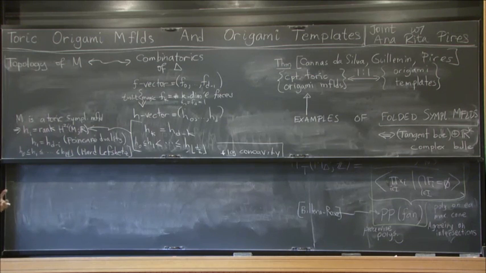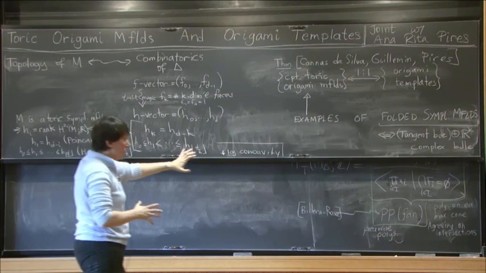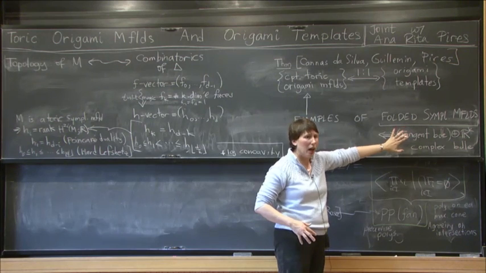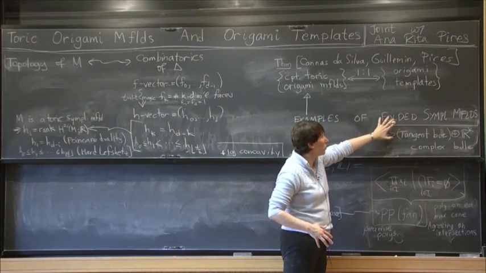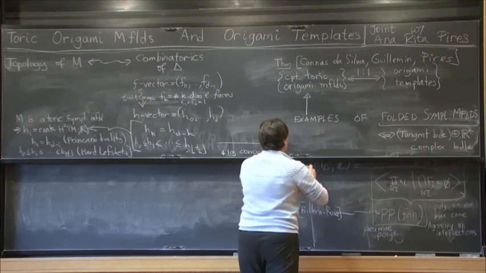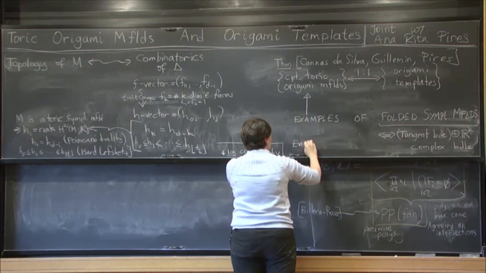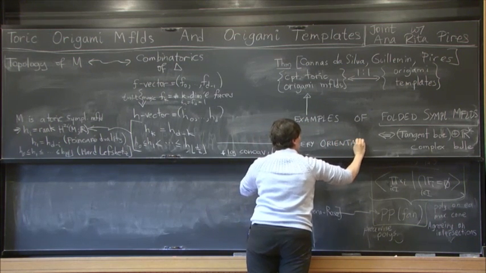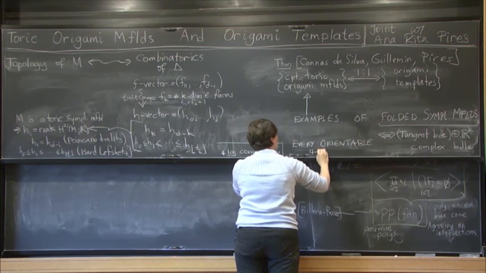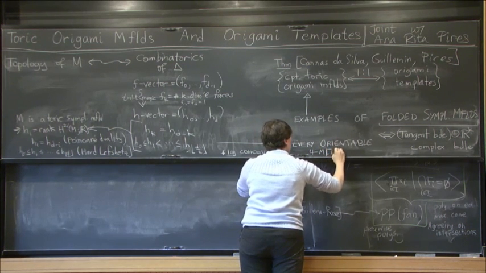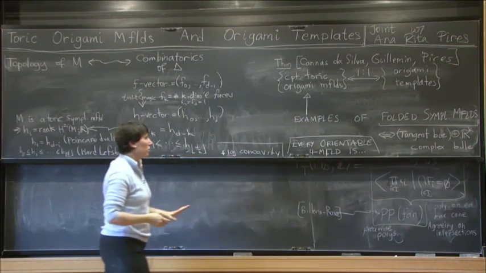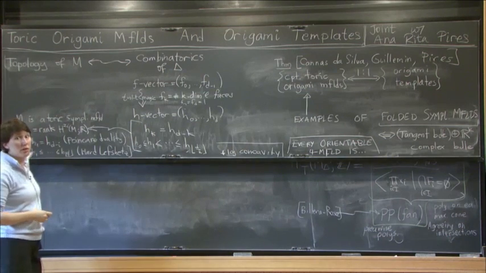This is a condition that comes up naturally in homotopy theory. The point is that every orientable 4-manifold has what's called a stable complex structure. And that means that every orientable 4-manifold is folded symplectic. In fact, every 2-manifold is.